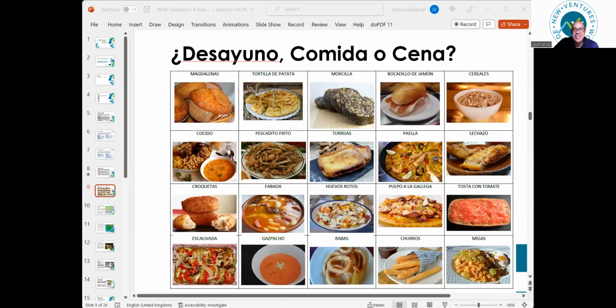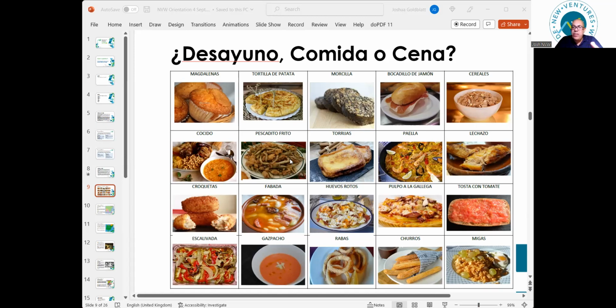Well, let's see. What about pescadito frito, which is little fried fish? What would that be? Comida, cena, desayuno. Sara says cena. The other Sara says comida. Cena, okay, probably the cena.